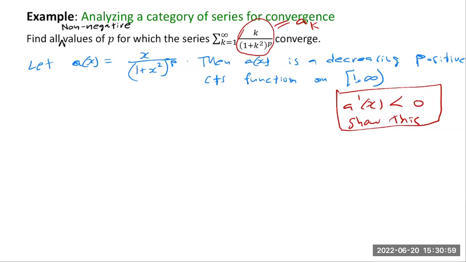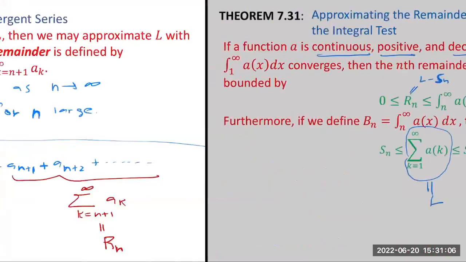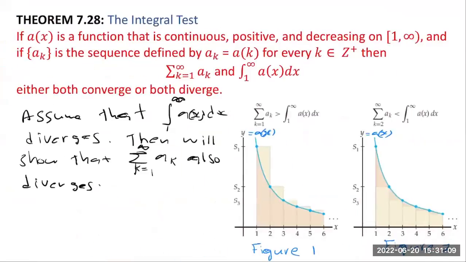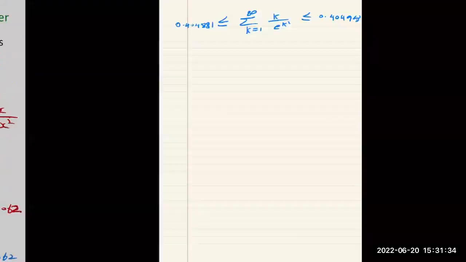All right. Now, notice that all the hypotheses for integral test are satisfied. So if you visit back our integral test, it is the integral test. If A(x) is a function that is continuous, positive, and decreasing on 1, infinity, and if a_k is the sequence defined by a_k is equal to A of k for all positive integers, then both this series and this integral either both converge or both diverge. Okay, that was the integral test.